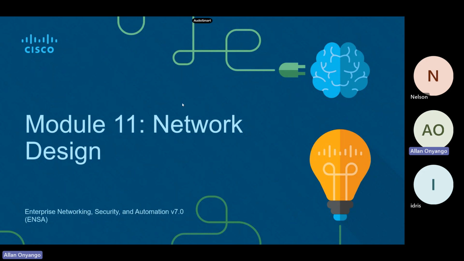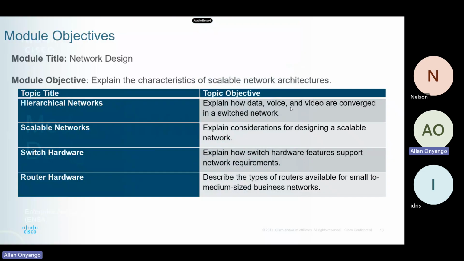We are going to have a conversation just around two major concepts. One, we will be talking about network design very briefly, network design. And in terms of network design, we are going to have just a basic conversation around how to scale the network.